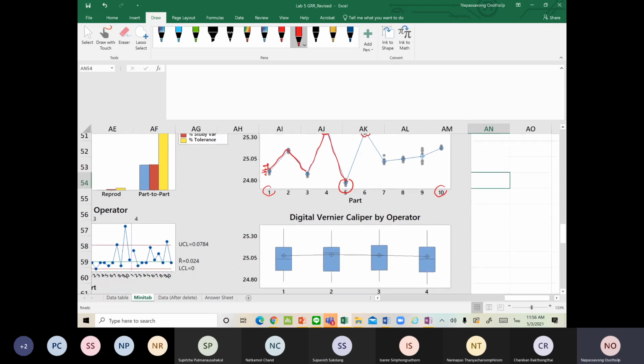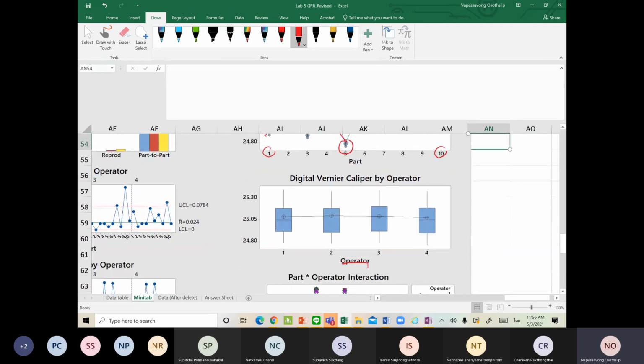And the next graph is comparing operators. So the connected line here shows you an average of the measurement from each operator, and you will see that the average is pretty much at the same level. And this variation shows you the variation among the parts. So 10 parts with 2 replications, right? So this is the variation among 20 measurements from 10 parts with 2 reps for each operator.